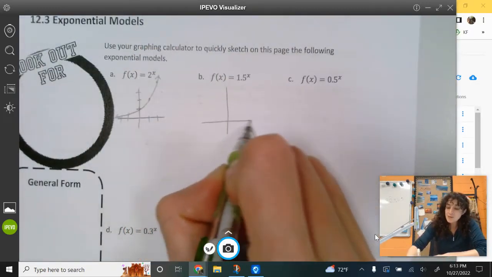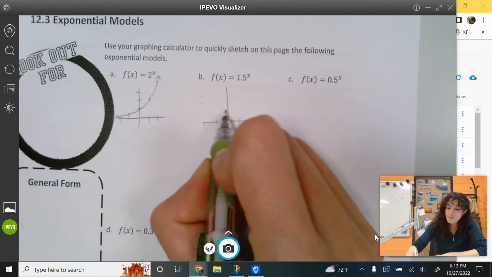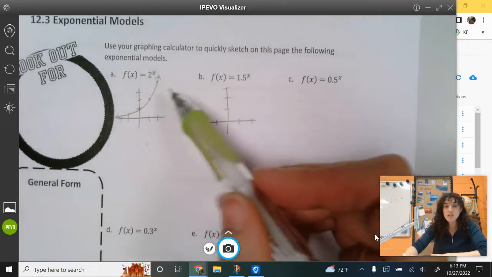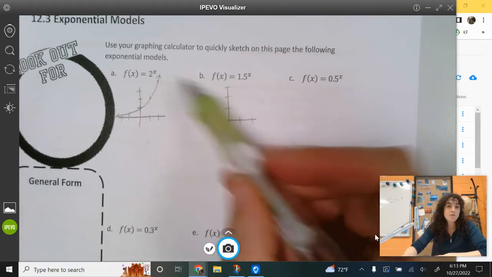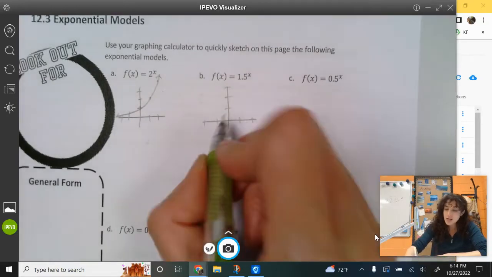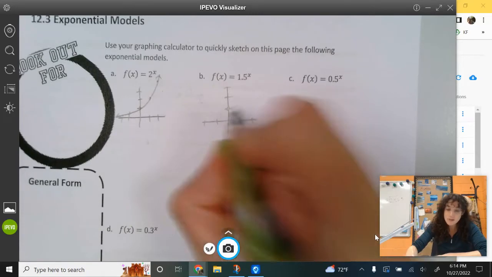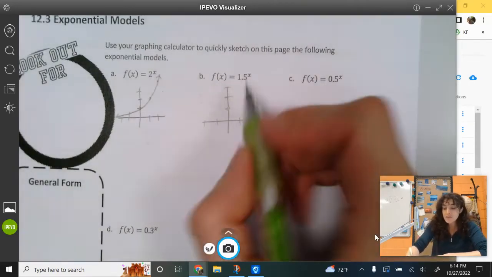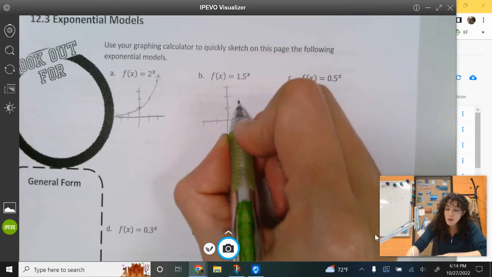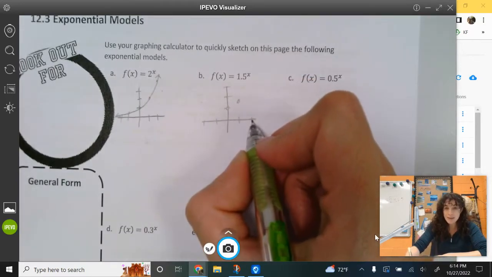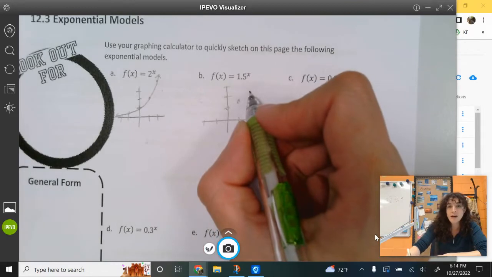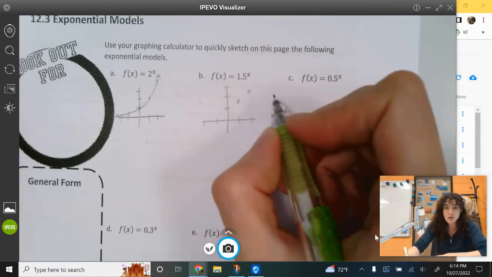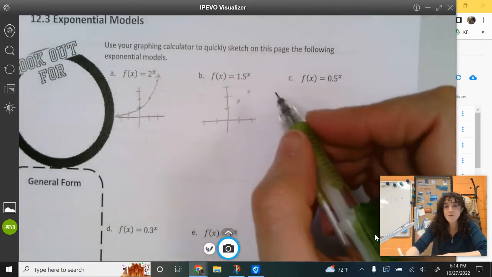The next one would be 1.5 as my base. Looking at what's the same and what's different between these functions, 1.5 is just slightly less than 2. If I raise this to the 0 power, it's still going to cross at 1, so that's the same. But if I raise it to the first power, now it goes up to 1.5. If I raise it to the second power, it goes up to 2.25. How do I know that so quickly? It's like 15 squared. 225 is 15 squared.